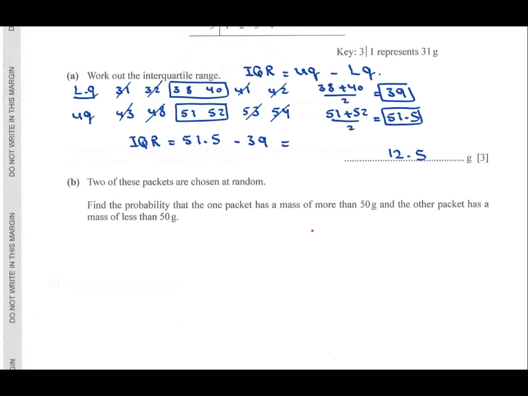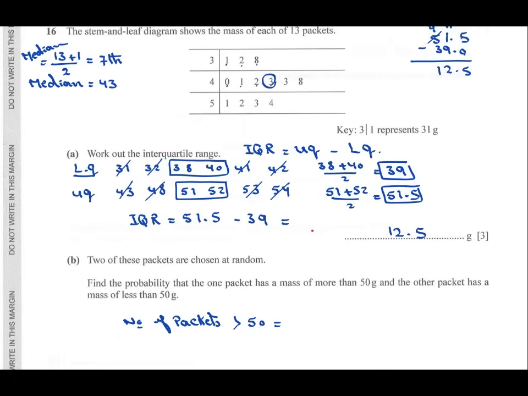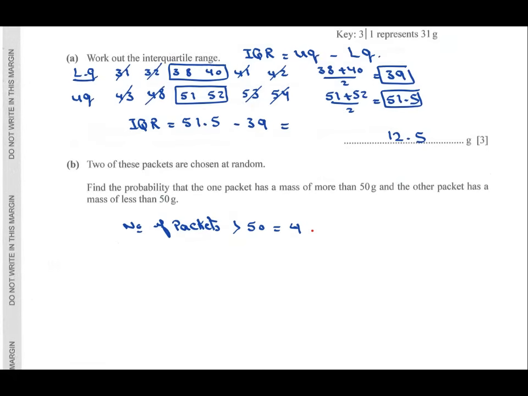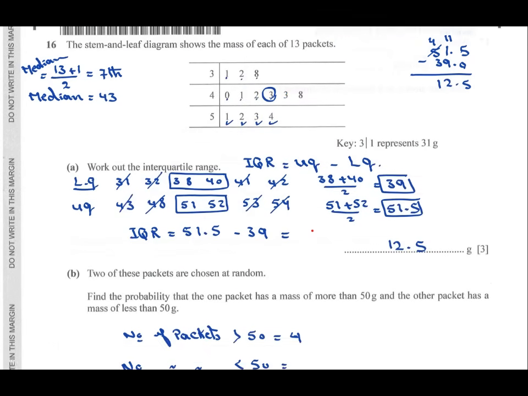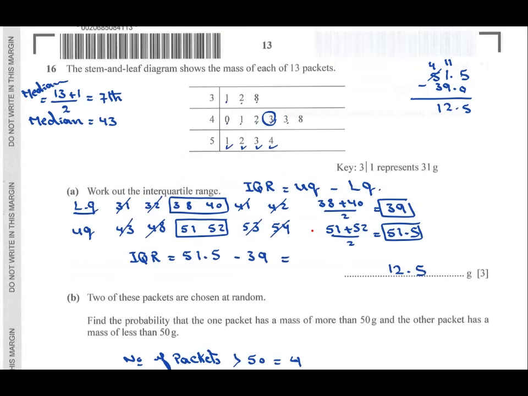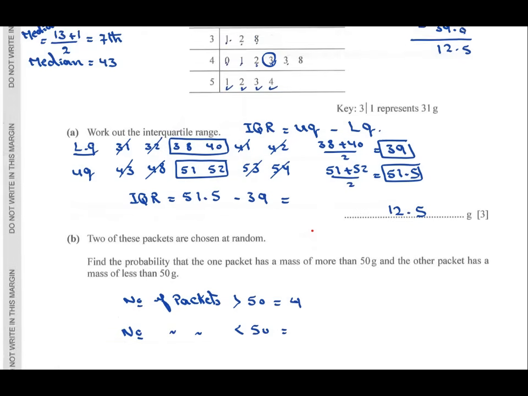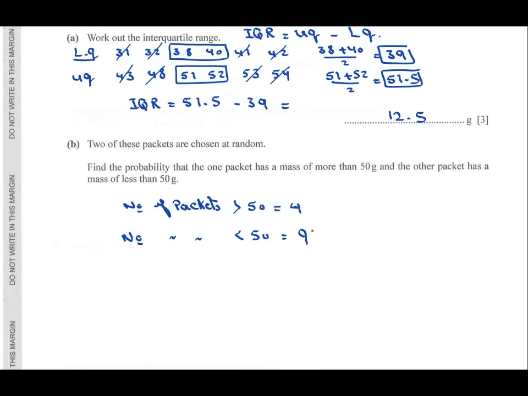The number of buckets more than 50, let's count them, 1, 2, 3, 4, equals 4. The number of buckets less than 50, let's count them, 1, 2, 3, 4, 5, 6, 7, 8, 9. The number of buckets less than 50 is 9.